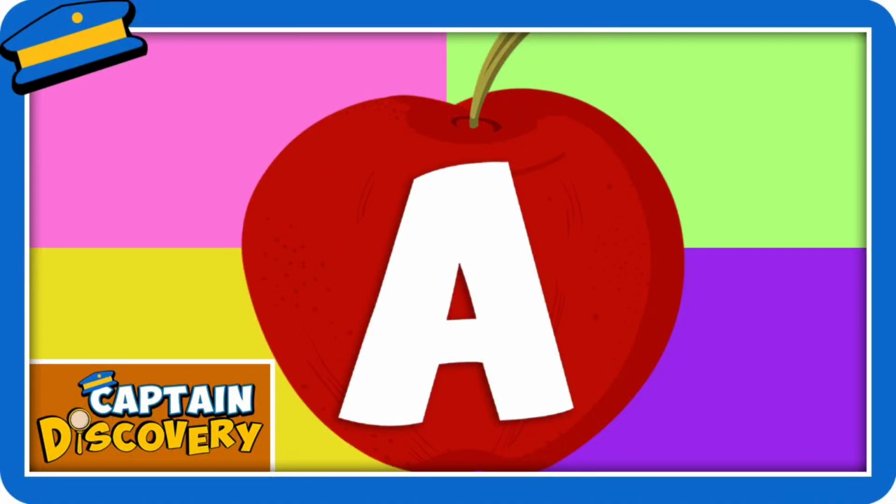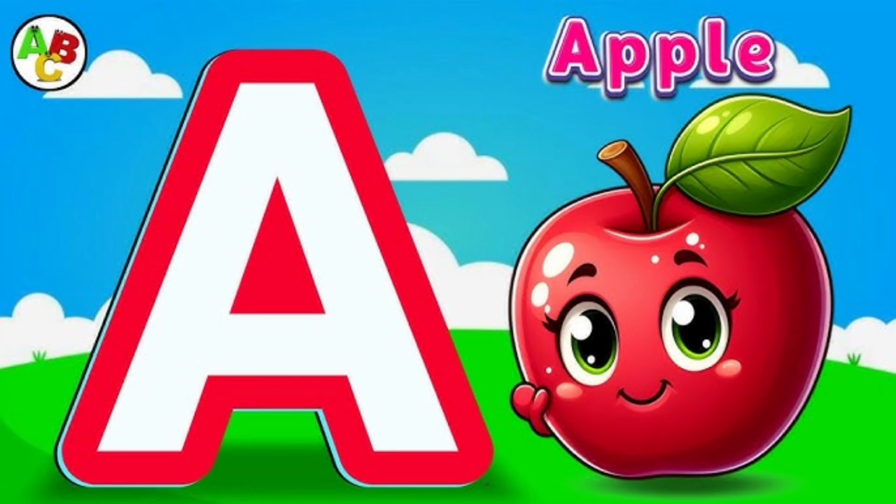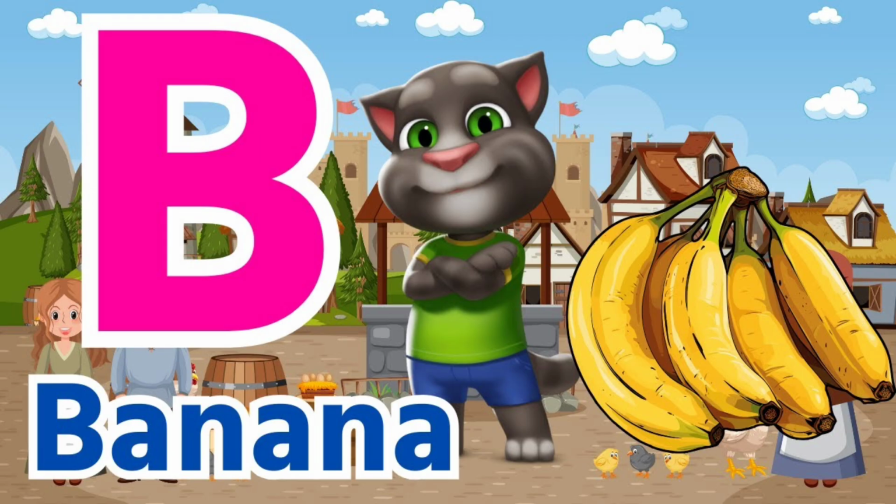Learn with me ABC alphabet with picture. A for apple. Say loudly A for apple. B for banana. Say B for banana.